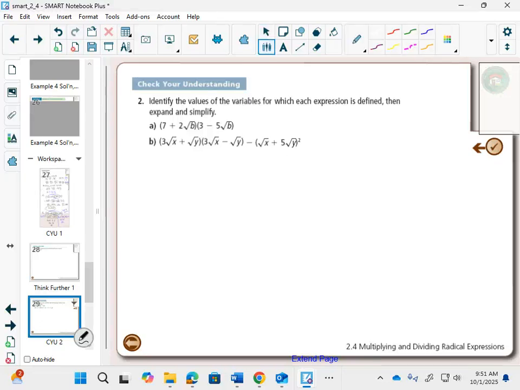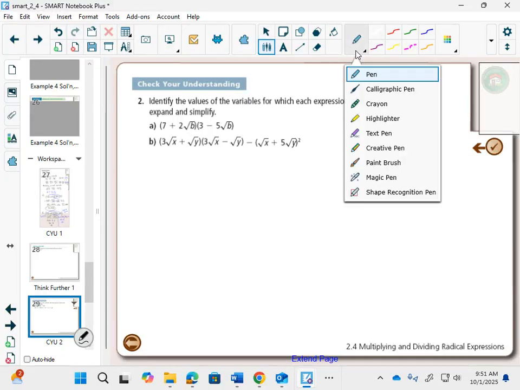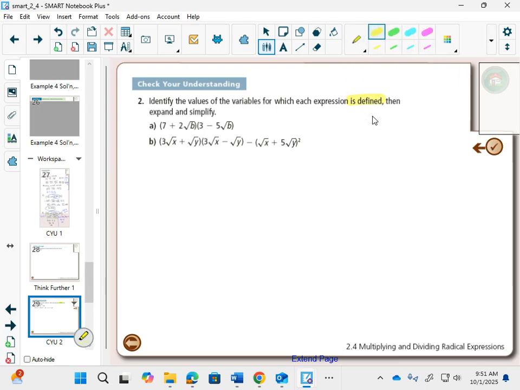We read the question out, identify the values for which each variable is defined, then expand and simplify. So a reminder, defined is asking for the domain. Sometimes things aren't possible, so we have to say, what's the domain? Where are things possible?